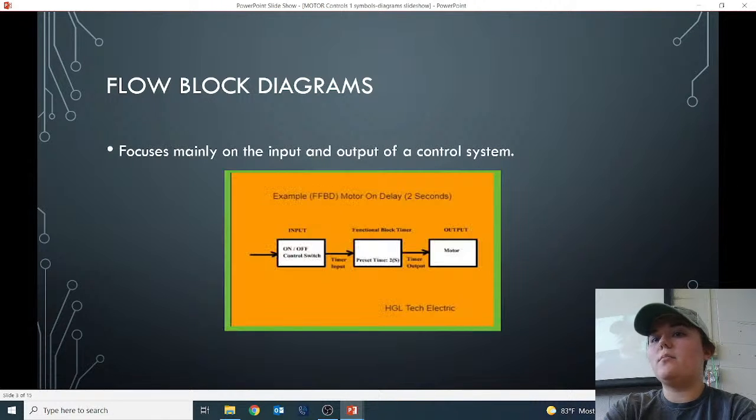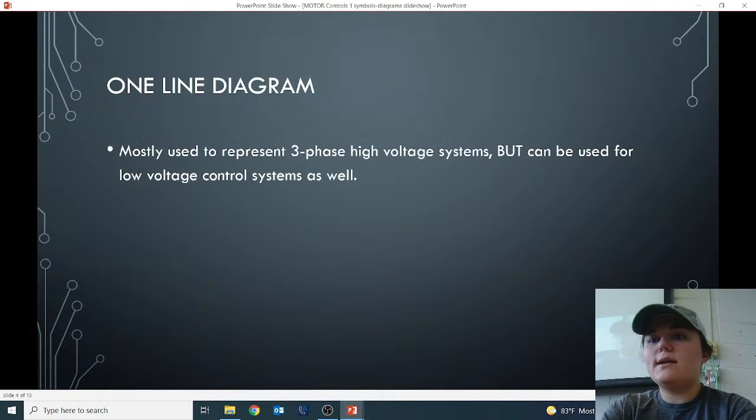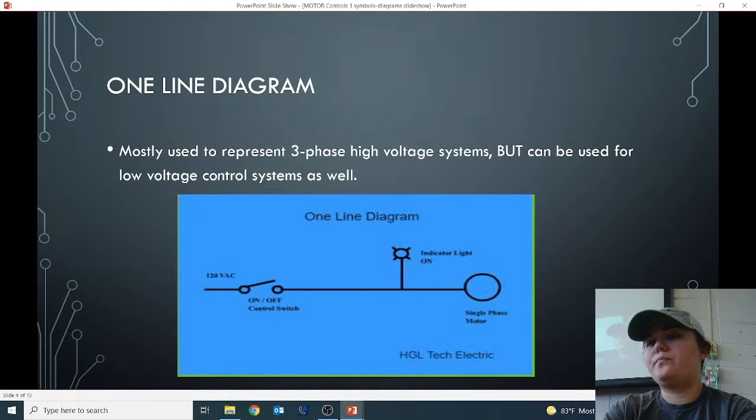So a flow block diagram is basically just the input and output of a control system. It's not really showing you how to wire anything up. It's just giving you a basic gist of what the system would look like. Cool? Got it? Okay. So a one-line diagram is mostly used to represent three-phase high-voltage systems, but can be used for low-voltage control systems as well. So that's what it looks like. You see how you have your control switch and then your indicator light saying that your motor's on, but it's still not really showing you how to wire anything up. It's just a general idea of what this system should look like.